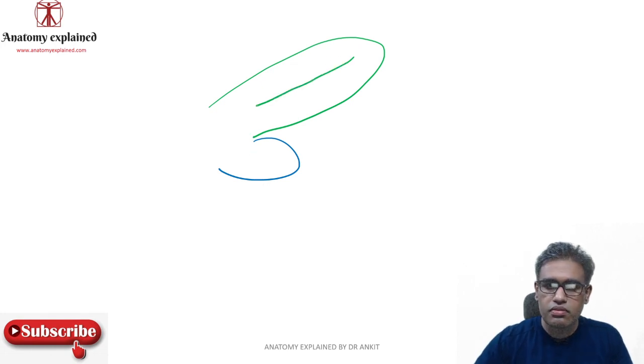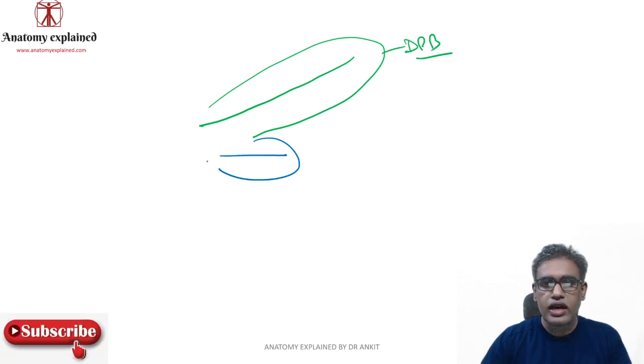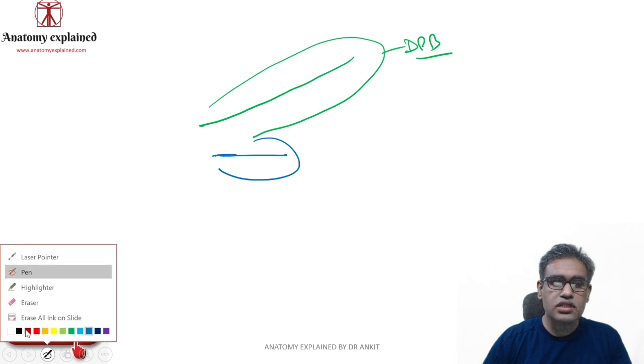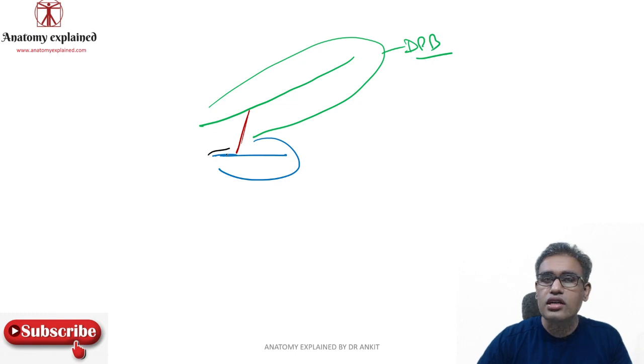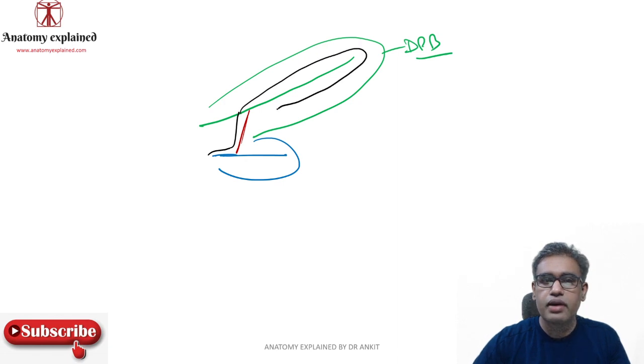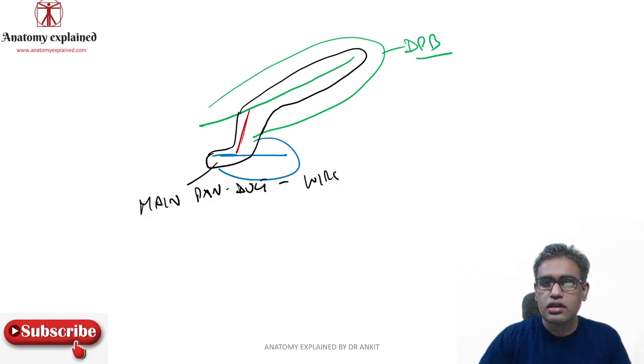So this is the duct of the dorsal pancreatic bud. Remember, DPB. And this blue color will be the duct of the ventral pancreatic bud. Now as these two buds fused, obviously their ducts will also have a cross communication. Finally, this duct of the ventral pancreatic bud, the communicating duct, and this part of the dorsal pancreatic duct will all form one major duct, and that is your main pancreatic duct, also known as the duct of Wirsung.